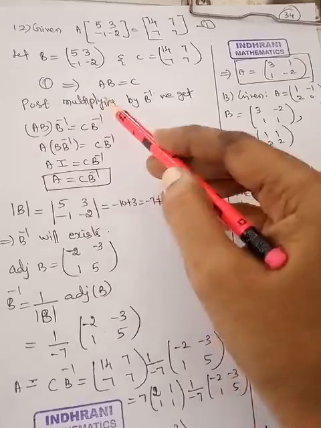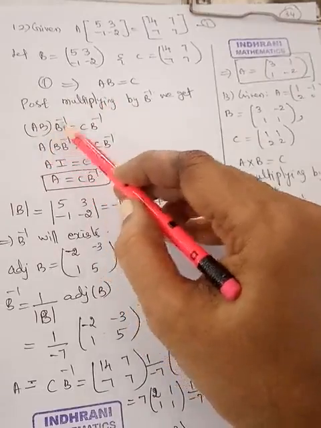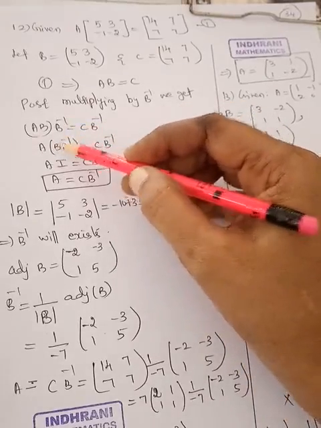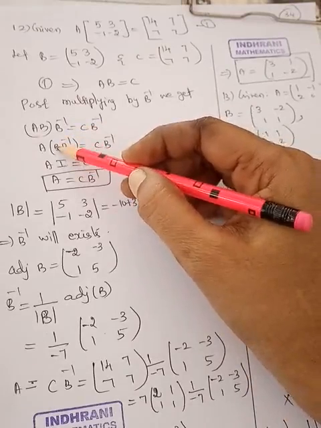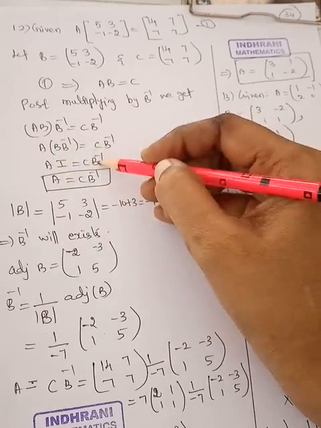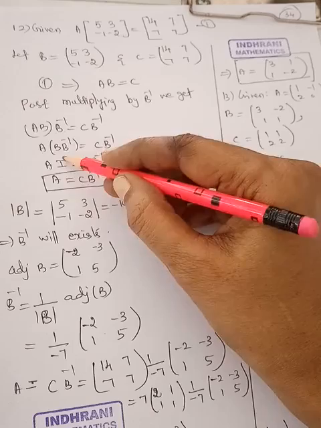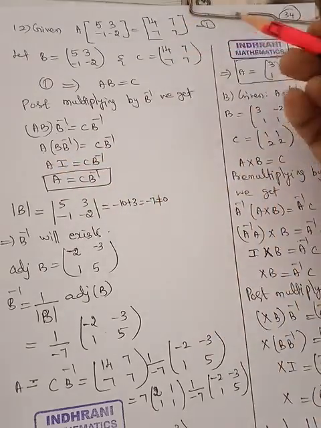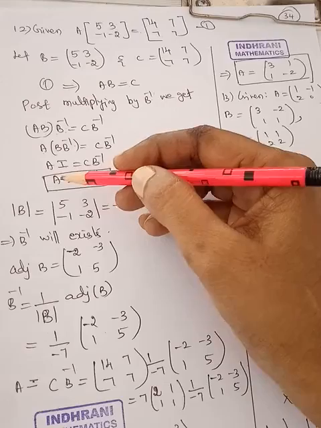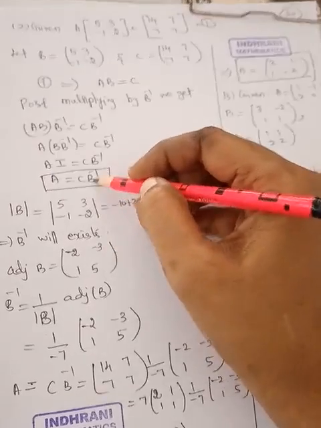Next, by the associative axiom, I am going to interchange the brackets. A into B B inverse is equal to C B inverse. Now, B into B inverse becomes I, because a matrix into its inverse is the unit matrix. So, A into I is equal to C into B inverse. Any matrix with the unit matrix is just like 1 into 2, the answer is 2. Like that, A into I is A. B into I means B, C into I means C, D into I means D. Likewise, A is equal to C into B inverse.